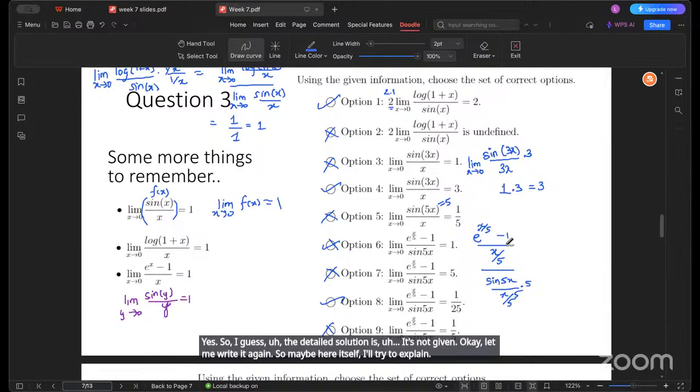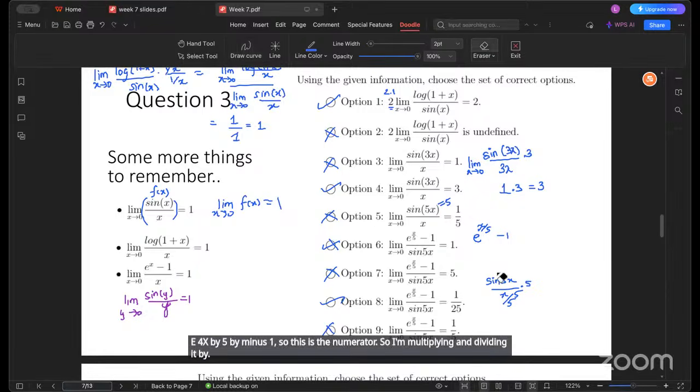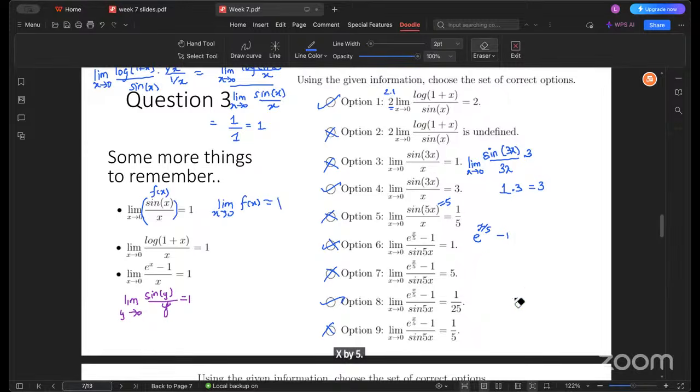So here, what is given to you? e power x by 5 minus 1. So this is the numerator. So I'm multiplying and dividing it by x by 5. And you have this divided by sine 5x. I'm multiplying and dividing it by x by 5.